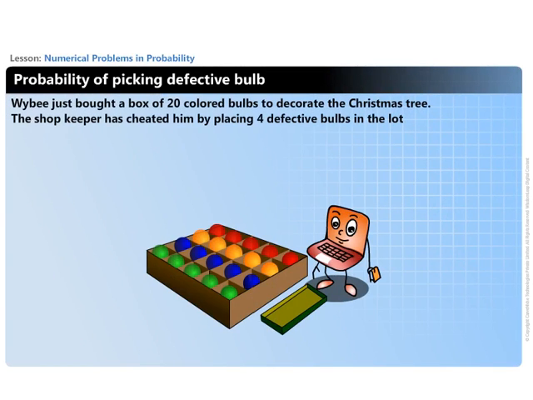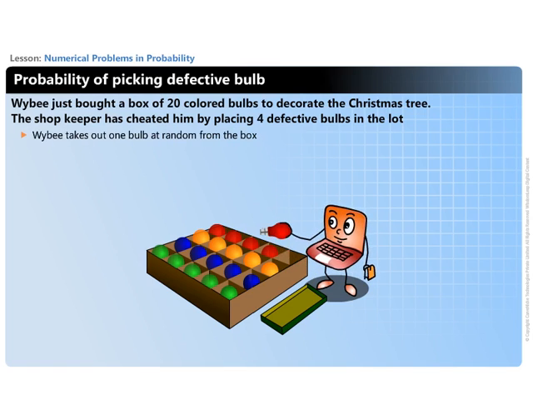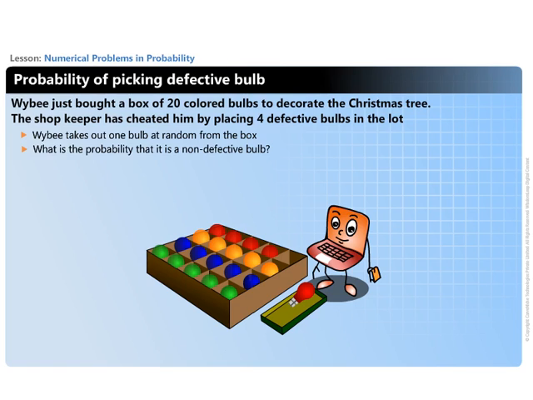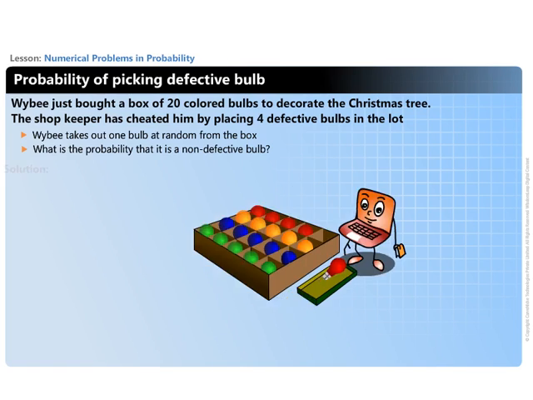Now, find the probability of picking up a defective bulb. YB just brought a box of 20 colored bulbs to decorate the Christmas tree. The shopkeeper has cheated him by placing 4 defective bulbs in the lot. YB takes out one bulb at random from the box. What is the probability that it is a non-defective bulb?